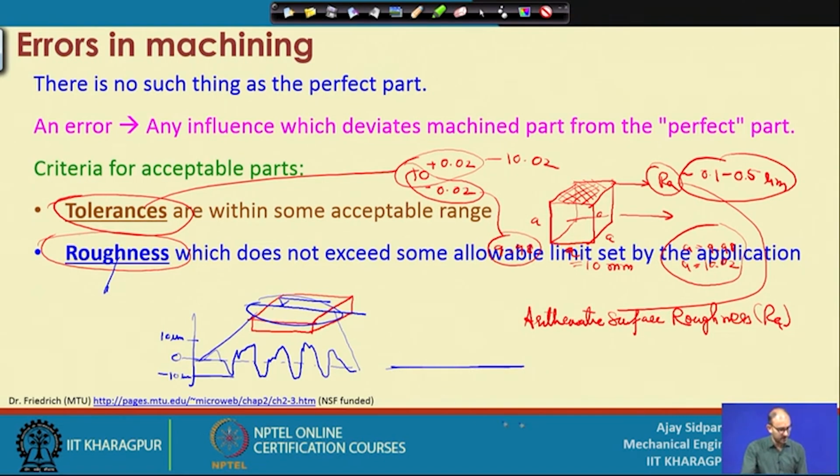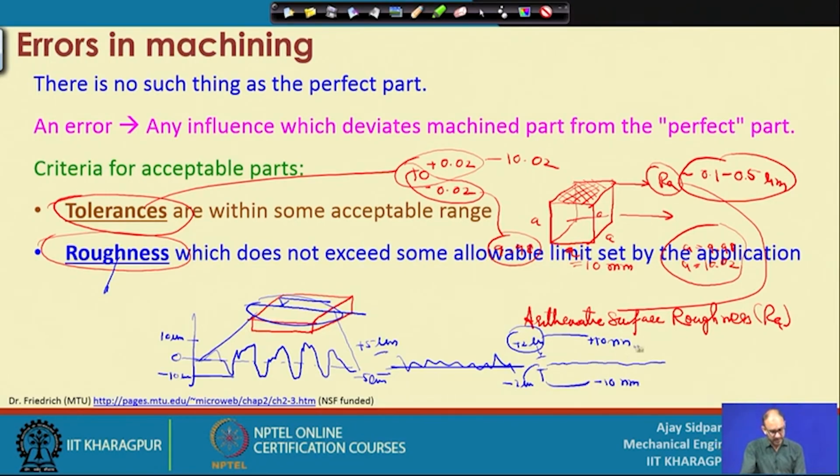You always get some roughness, only the scale will reduce. Suppose you polish this particular component, then this will be reduced, and the variation may be plus or minus 5 micron. You further polish it, then you will get a very small variation, maybe plus or minus 2 micron, and this may go to the nanometer also, tens of nanometer on the plus side and tens of nanometer on the negative side, but you always get some variation here. So, there is nothing like a straight line in the roughness.